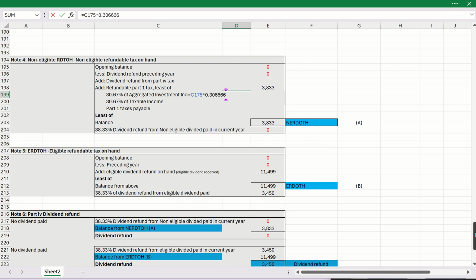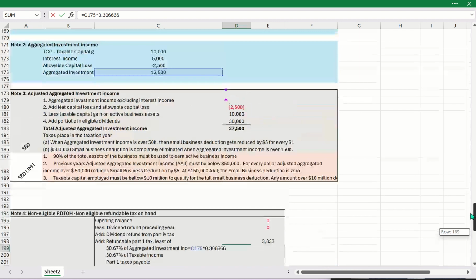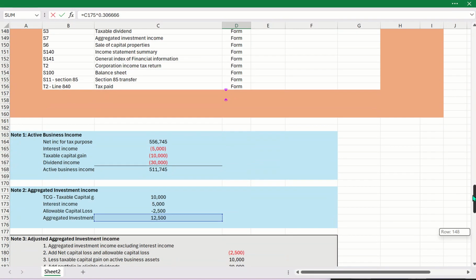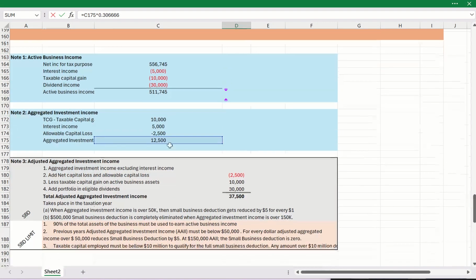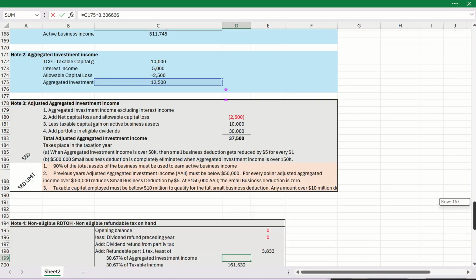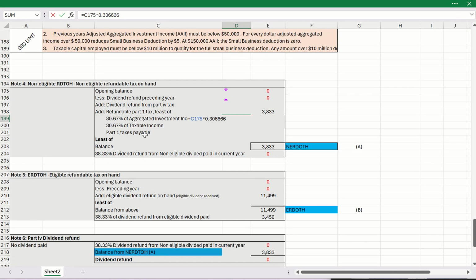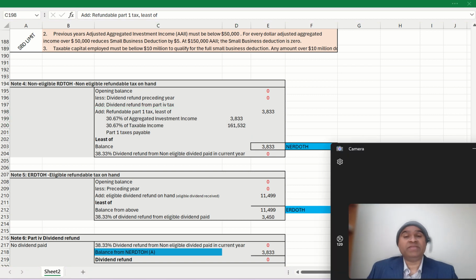So we calculated that over here in line C175. So let's go up to C175. Right here. We just simply multiply this with the 30.67%. Now, this is the lesser of these two. It's always these changes because of this is actually, what do you call that?